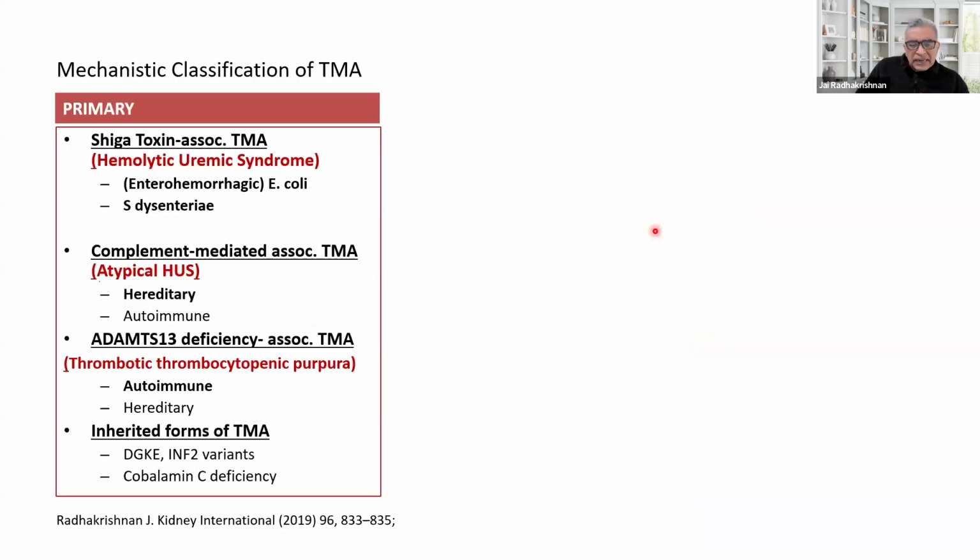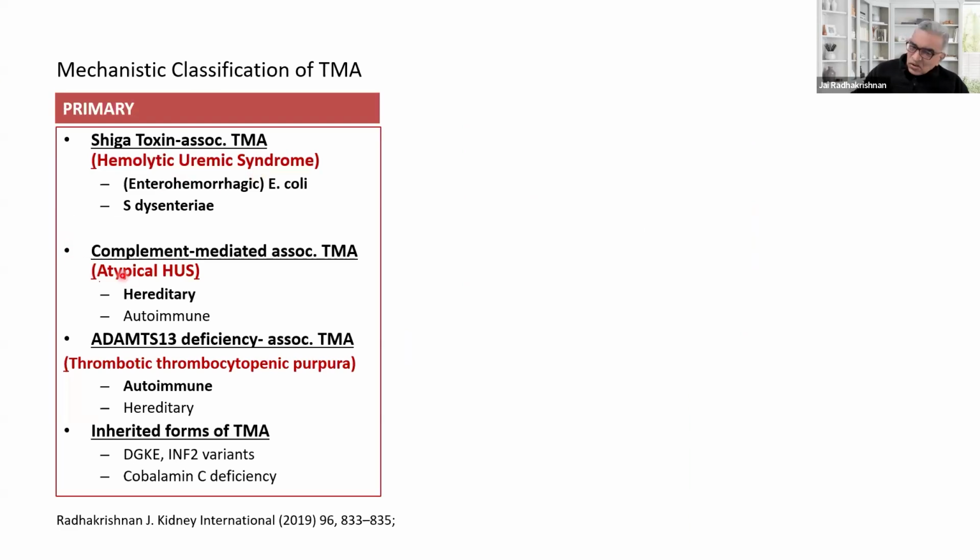How do we classify this? There are various classifications, but this is something that I use. It's divided into what's called primary. Primary meaning that there is a distinct, well-defined pathogenic mechanism which is not associated with a systemic disease. So the most classic is Shiga toxin associated TMA, which is also called hemolytic uremic syndrome.